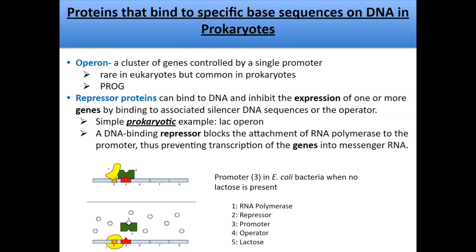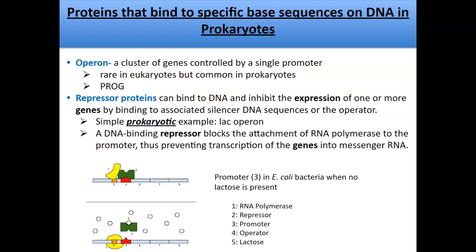These tend to occur in prokaryotes often. They are very rare in eukaryotes. So it's not that they don't occur in eukaryotes, just it's not very common. So most of the time we will be talking about operons in bacteria cells. It's just way more common.